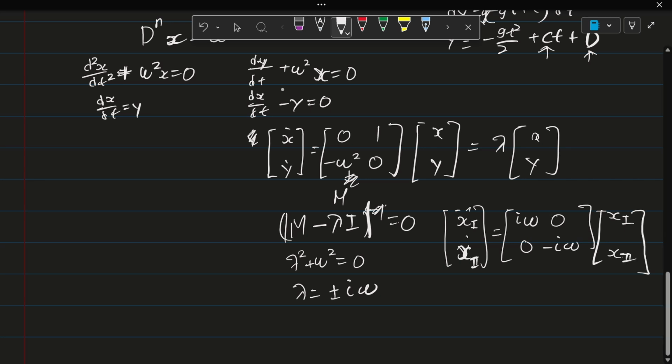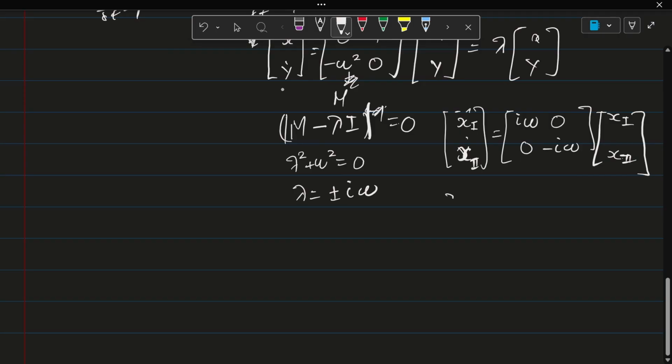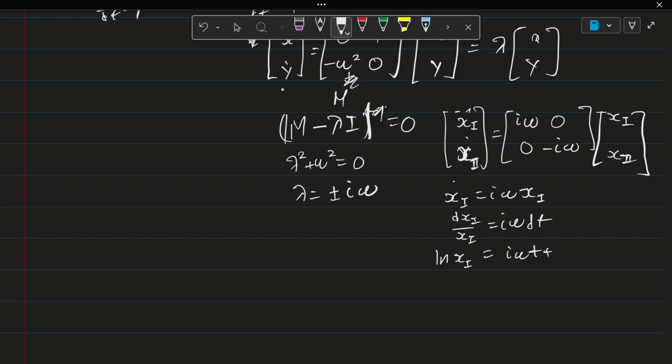So now, observing this, you would know that x1 dot equals i omega x1. And so if you do this by the separation of variables again, this would be dx1 over x1 equals i omega dt, which means the natural log of x1 equals i omega t plus c, which means x1 would equal e to the power of i omega t, multiplied by a. Same thing for x2, but instead it's negative, e to the power negative i omega t.